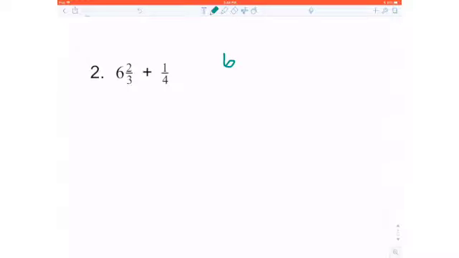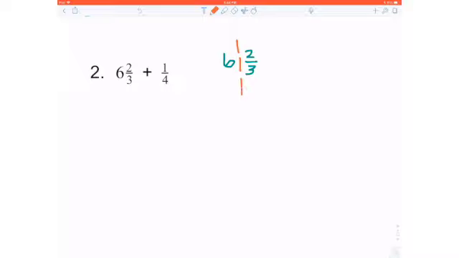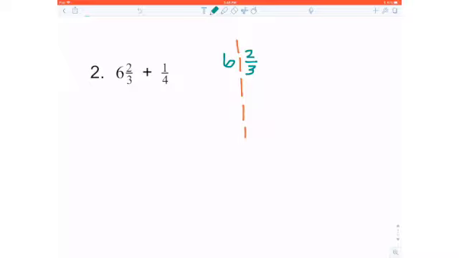So I'm going to do 6 2/3. I'm going to separate them with my line again, just so you can see it. And so 6 2/3 and 1/4. Now I'm going to add them. I'm going to start with the fraction side, and I'm going to do 2/3 plus 1/4.